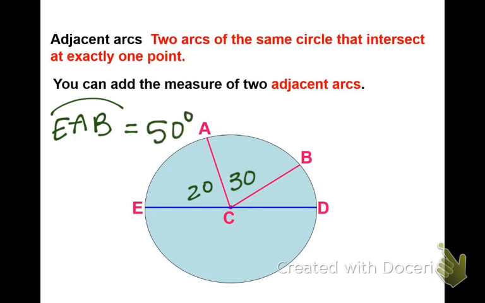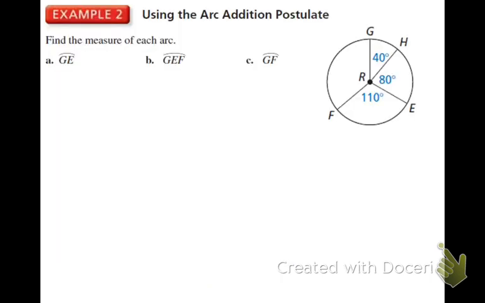Okay, so that being said, we are on the second page. Find the measure of each. Letter A is GE. Is this a major or a minor arc? Minor. We go from G directly to E. So are we going to go left or right around the circle? Right around the circle, towards E. The other way would have given you a major number, not a minor number. So we add 40 and 80, which make 120, which is the answer to that.